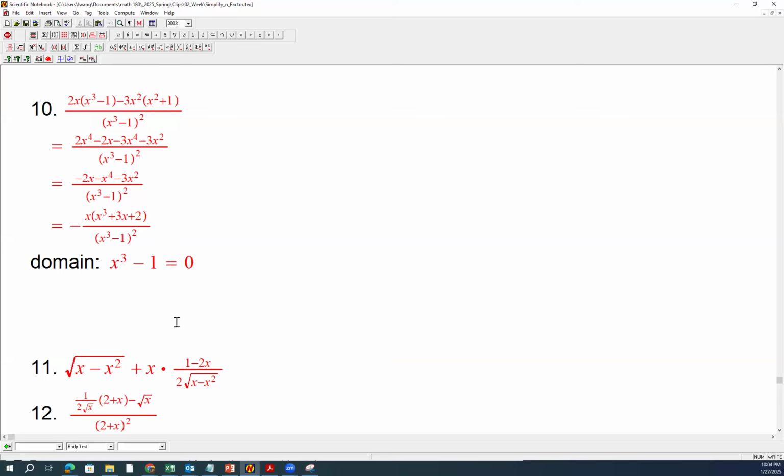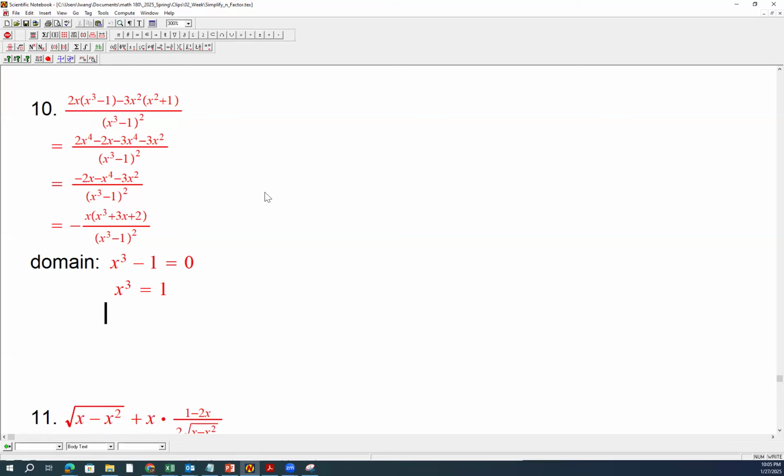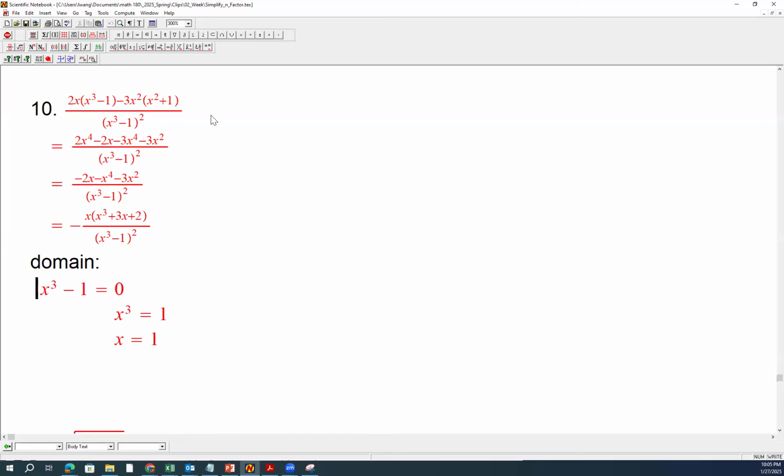You set it equal to 0, then we get x to the power 3 equals 1, and then we take the cube root, right? So x is equal to 1. So the domain would be x cannot equal 1.